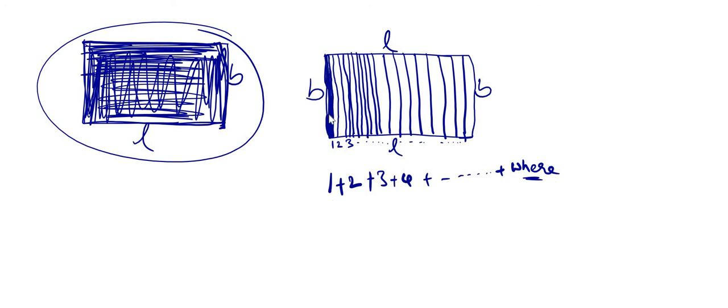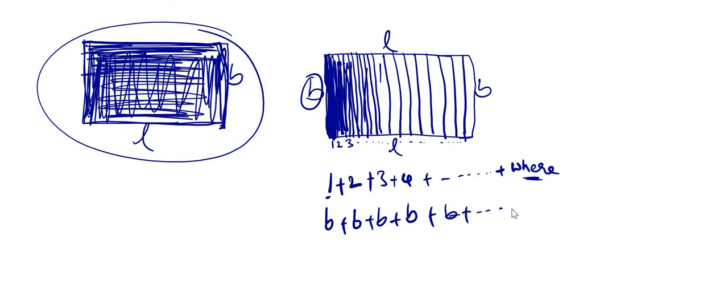Here the first line, what's the length of the first line? It's B. Plus, what's the length of the second line? It's B. What's the length of the third line? Just assume no space, it keeps on going continuously. It's B, the fourth line also B, and so on, plus at the end the last line is B.